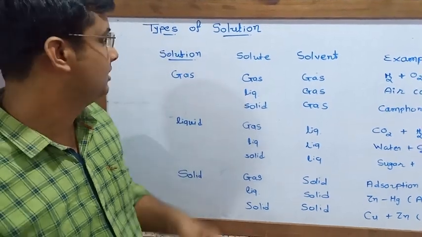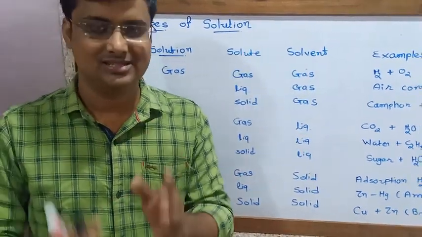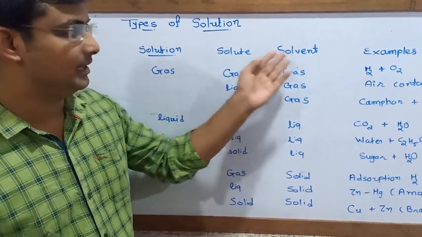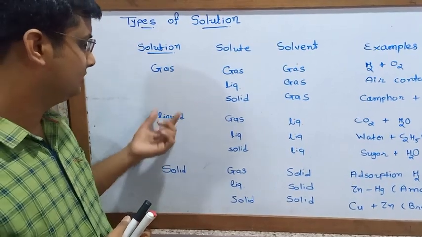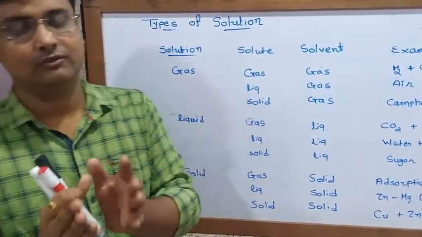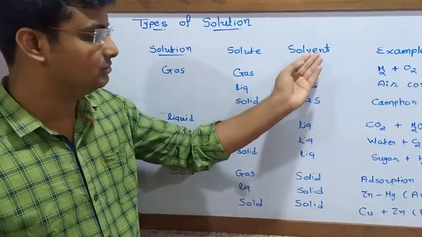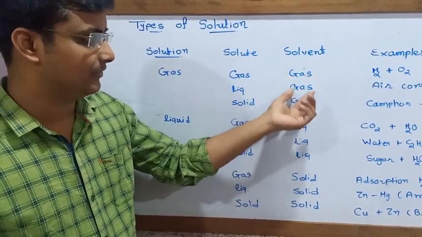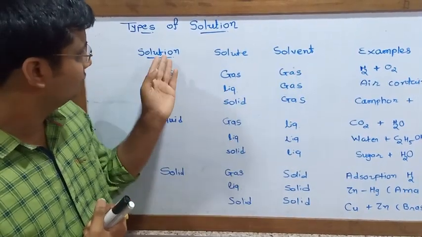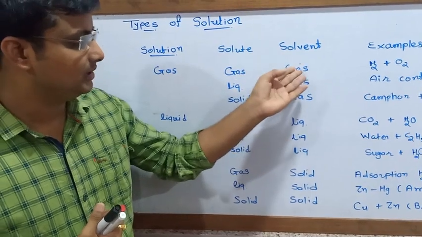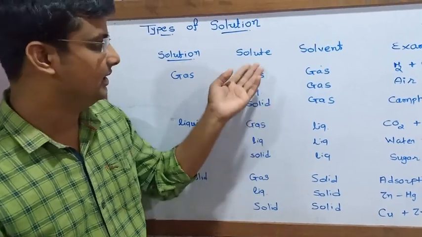In today's lecture, we will talk about the types of solution based on the physical state of solute and solvent. Normally, there are three physical states: gas, liquid and solid. If you want to make a gaseous solution, obviously you have to take a gas as solvent, because the larger proportion is solvent. So you take gas as solvent, and you can take gas, liquid or solid as solute.